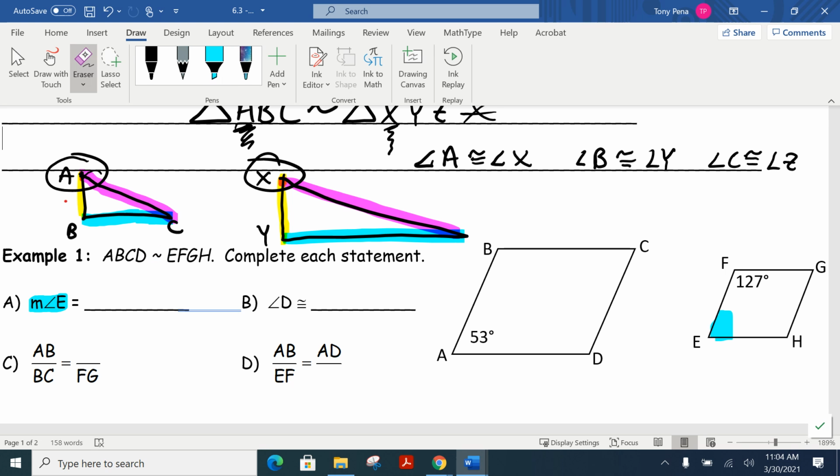So if we look at the similarity statement, here's angle E. Doesn't angle E have to be congruent to angle A? Because those are corresponding. So look at angle A. Don't we know the measure of angle A? Yeah. So whatever angle A is has to also be the measure of angle E. So angle A is right here. It's 53 degrees. That means angle E must also be 53 degrees. All right.